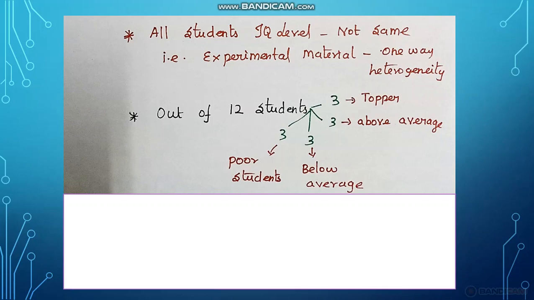Here we have 4 replications. The first replication is topper, the second replication is above average, the third replication is below average, and the fourth replication is poor students.